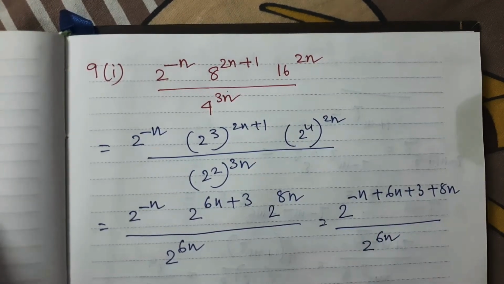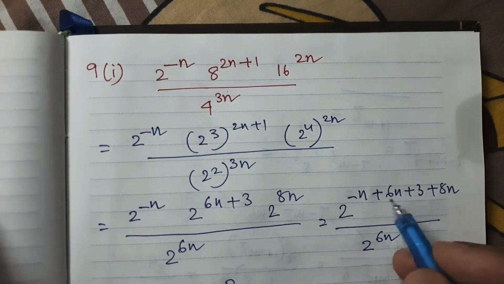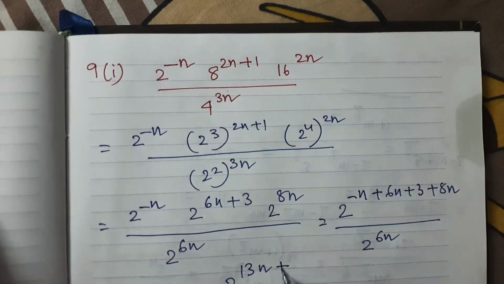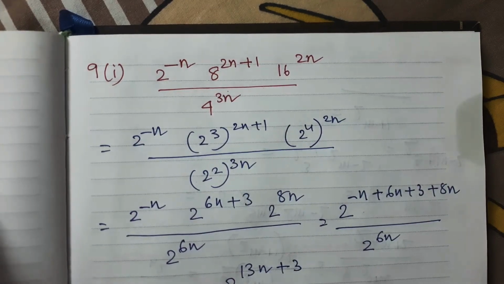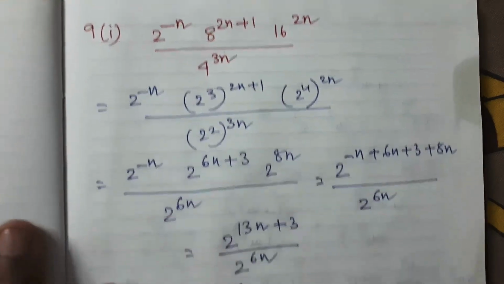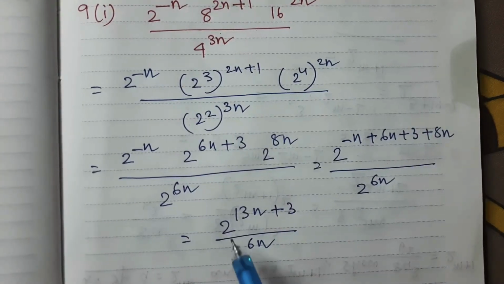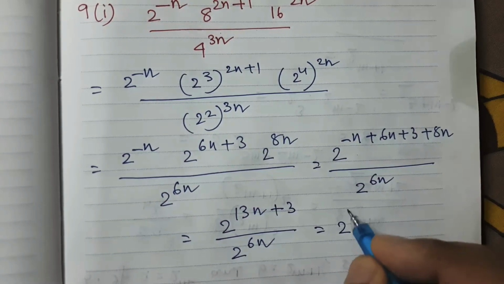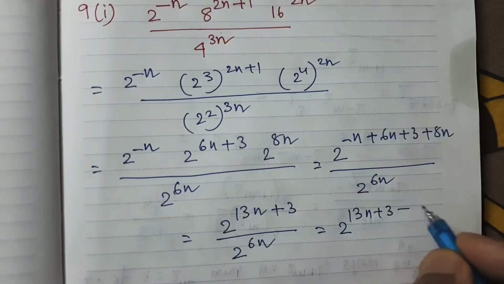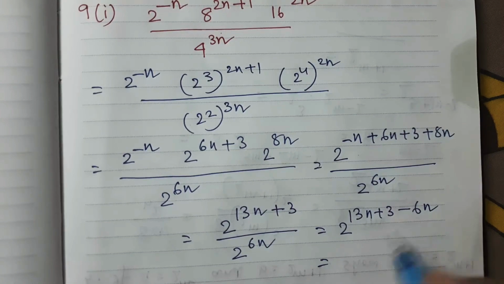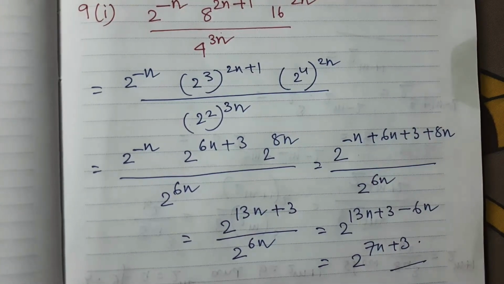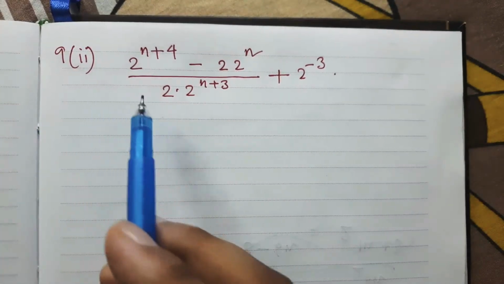Now this numerator is 2 to the power 6 minus n is 5, so 13n plus 3 divided by 2 to the power 6n. Now the bases are equal, which is 2. So you can apply formula number 5. So 2 to the power 13n plus 3 minus 6n. So it is going to be 2 to the power 7n plus 3. That's the answer.